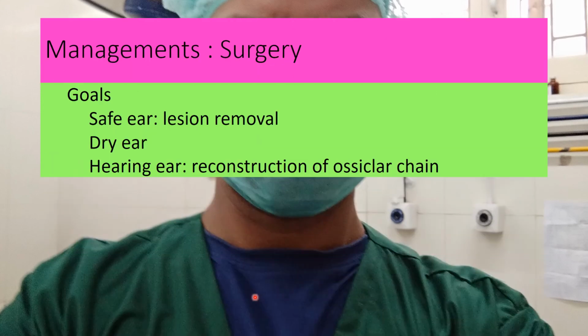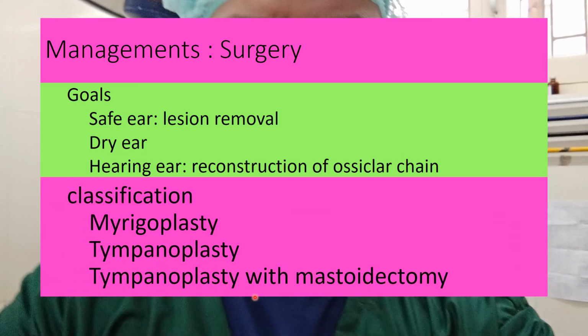What is the surgical management? Management continued, and we have now surgical management. What is the goal? Safe ear, dry ear, hearing ear. Safe, dry, hearing is the goal of surgery. In the classification of surgery, we usually classify as per Wolstein and others: myringoplasty, tympanoplasty, and mastoidectomy. These are the three surgeries which we can go for.